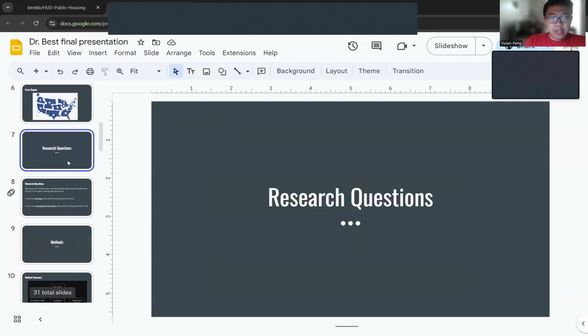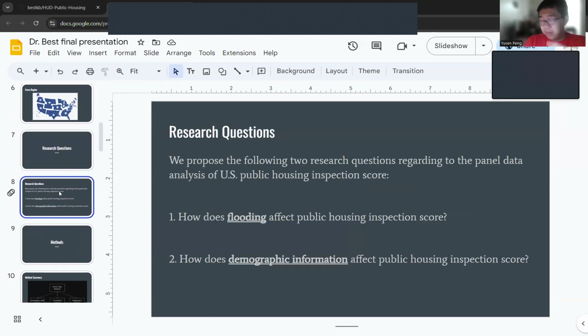Last semester we worked on the research questions, and the thing we're interested in is the public housing inspection score. The first factor that can potentially affect the inspection score we propose is the flooding factor. I'm going to dive into the quantitative variables later, but the idea is that flooding can affect the public housing inspection score.